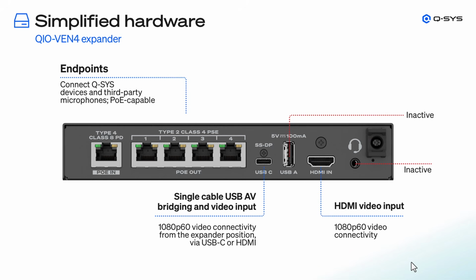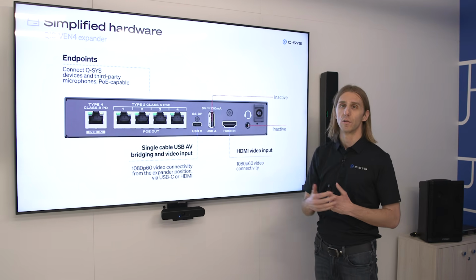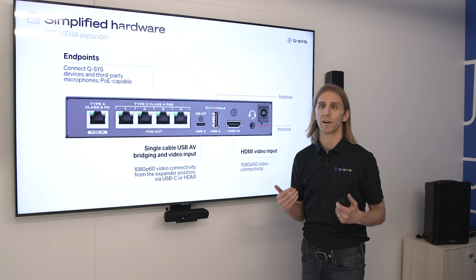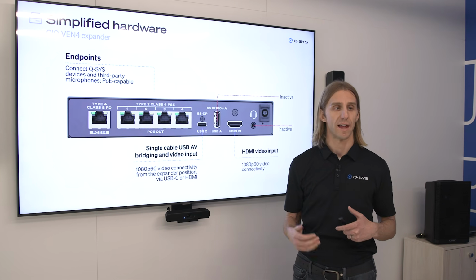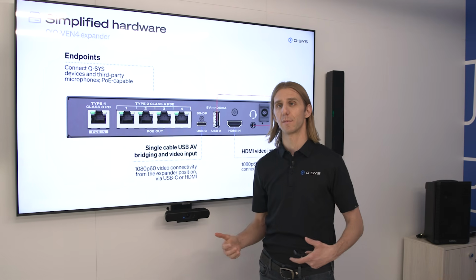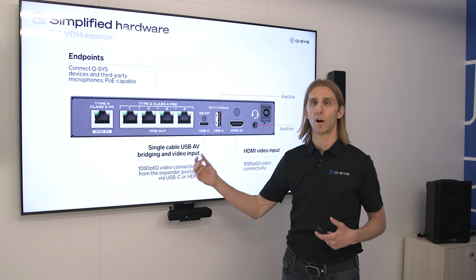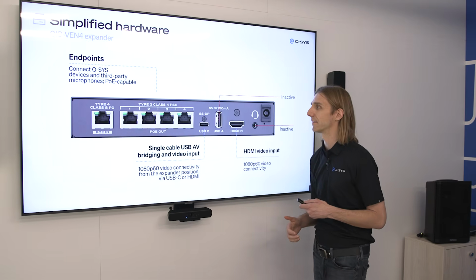Now that unit is going to live under the meeting table, and that's going to connect to your devices on the table. So your network microphones, your network touchscreens, and just as important, it's going to offer you USB-C connectivity for your AV bridging. So that's going to ensure that if a user needs to bring their laptop into the meeting space, they can easily bridge the room's audio and video feeds to the far end.